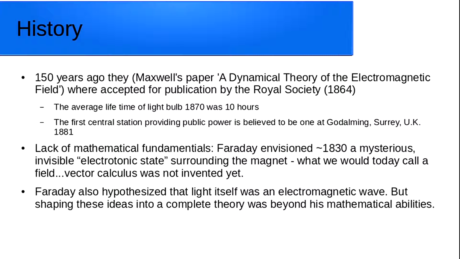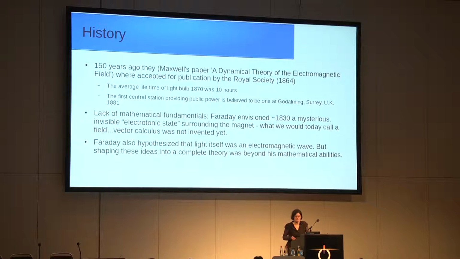The first central station providing public power is believed to be one at Godalming, Surrey in the UK, and it was switched on in 1881. So probably Maxwell didn't have electric light when he wrote this paper. There was also a lack of mathematical fundamentals.